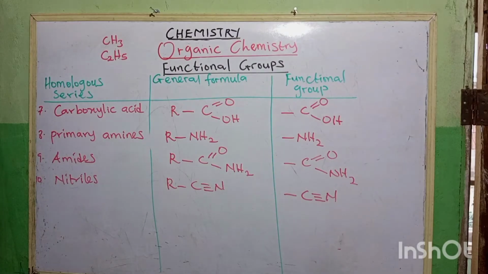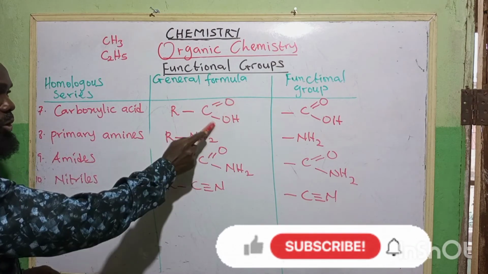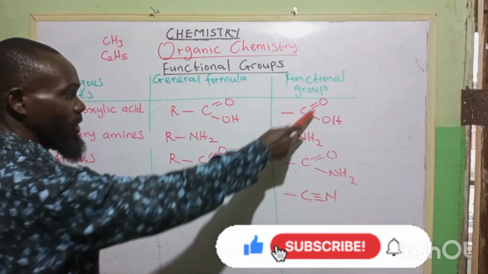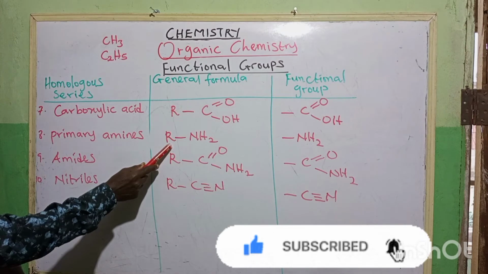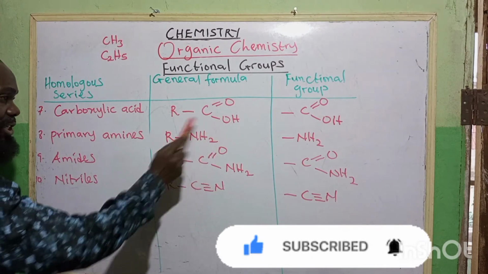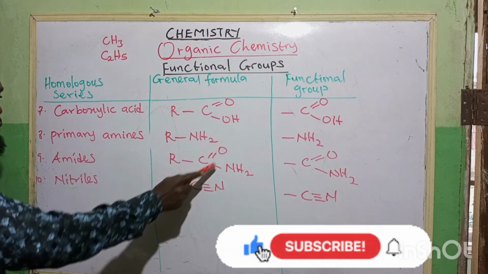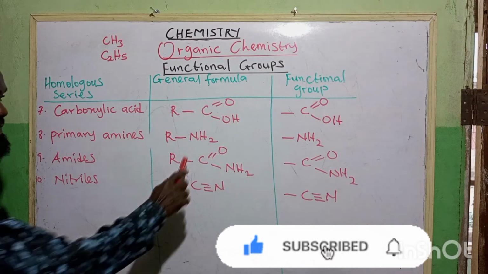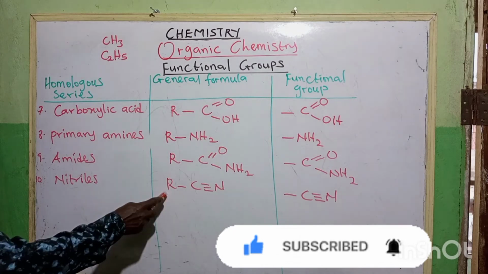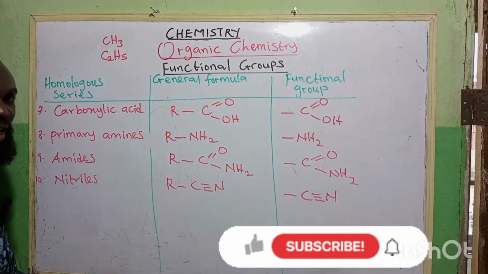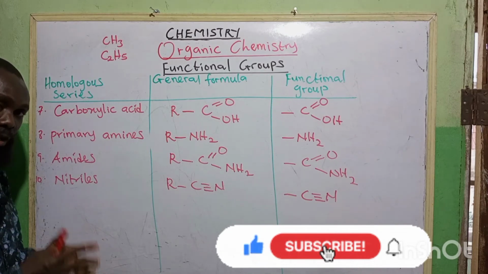Number 7, carboxylic acid. The general molecular formula is RC double bond O OH, and the functional group is COOH. Then number 8, primary amines. We have RNH2, and NH2 is the functional group. Number 9, amides, we have RC double bond O NH2, and the functional group is C double bond O NH2. And number 10, we have nitriles, R C triple bond N, and the functional group is C triple bond N. So this is a functional group.